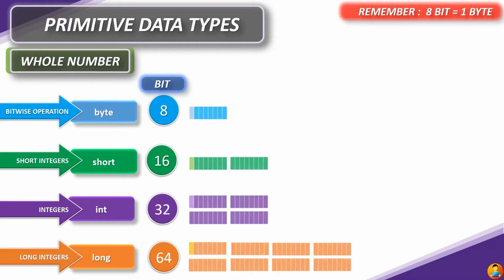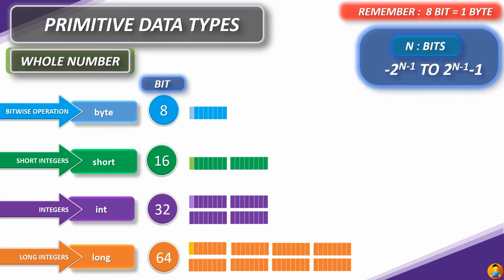In each case, the first bit is used for storing the sign magnitude. In this case, the range of each data type is determined by its number of bits. Hence, for n number of bits, the range of integer extends from -2 to the power n minus 1 to 2 to the power n minus 1, minus 1.